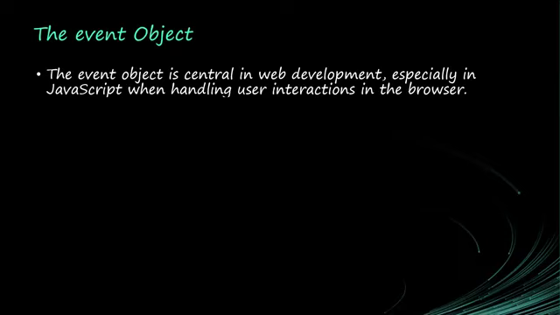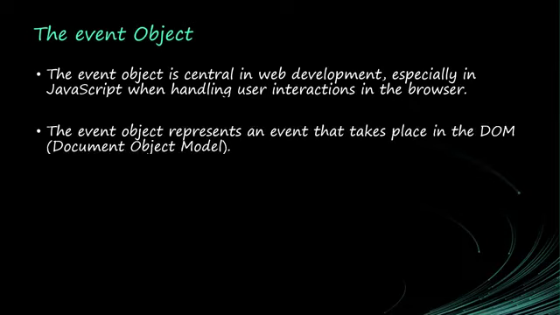So when you're doing that, you have the event object, and you can use it to your advantage if you really understand it. When handling user interactions in the browser, you really need the event object. It is very, very central in web development. The event object represents an event that takes place in the DOM, so it will give you every detail of the event that took place.